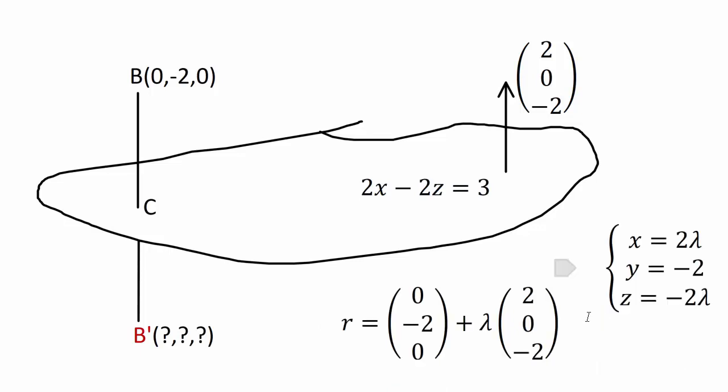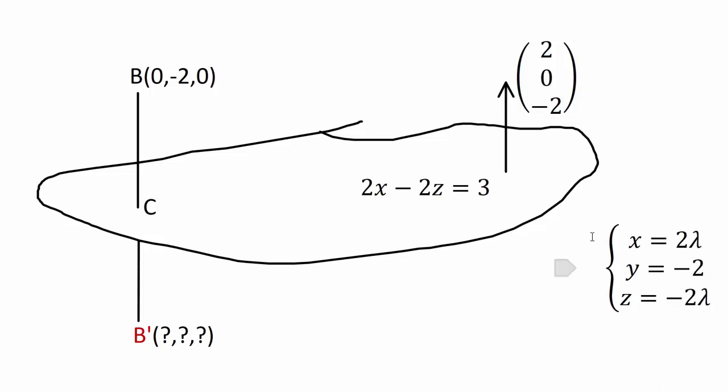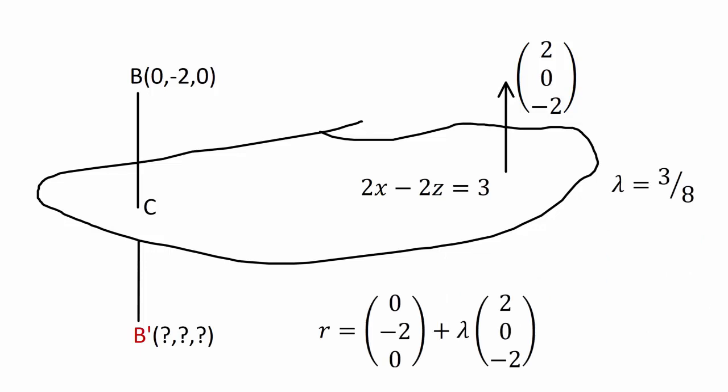So I've done that. Then substitute this into the plane. In fact, we don't have to substitute the y. We substitute that in there, and then we can work out lambda, and it turns out to be 3/8. And so we've now found the point C. We can take that 3/8 and plug it into the equation of the line, and we will find the point C.